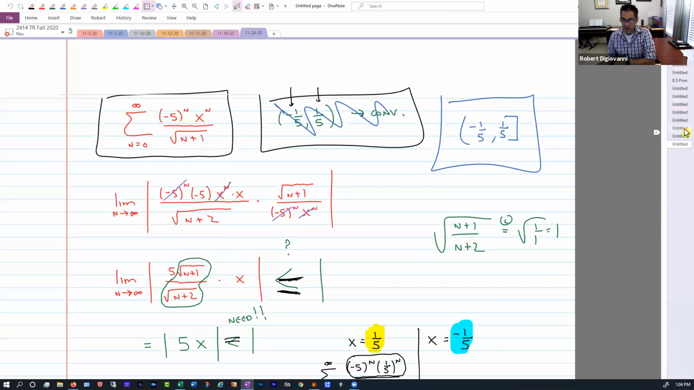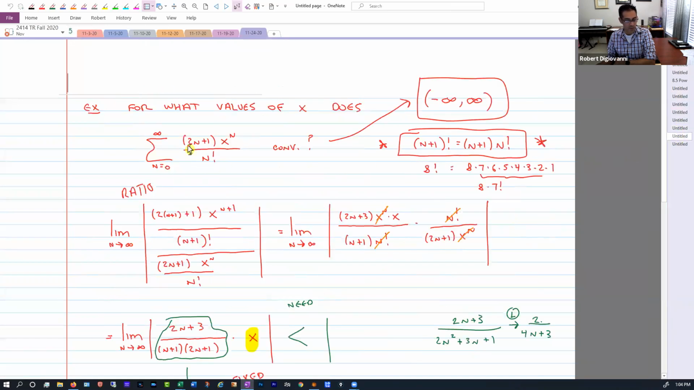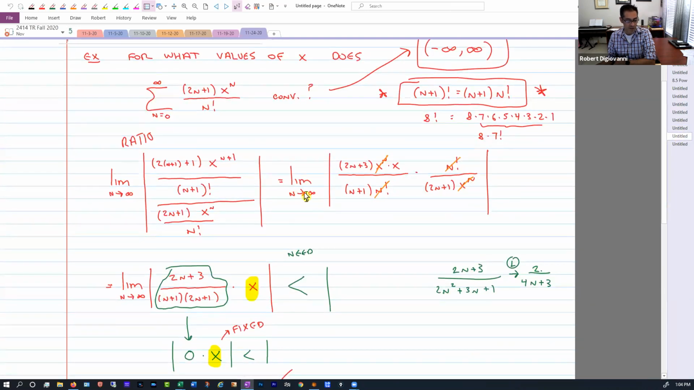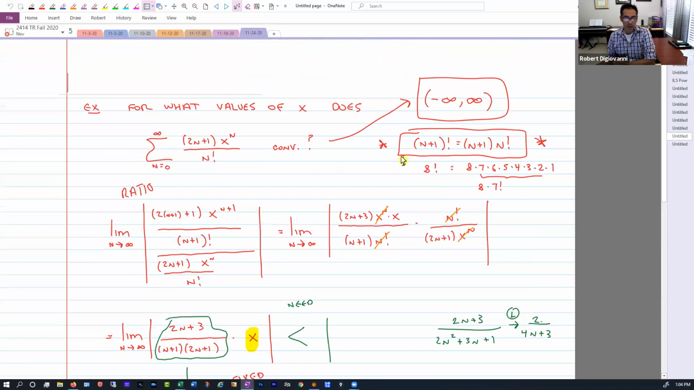I know that was a long time ago, but our first example was this one. We said, for what values of x does this converge? So we ran the ratio test, and we determined that when we get to this point of the ratio test, this expression went to 0. And so it doesn't matter what x is. Regardless of x, this thing is always going to stay less than 1, which satisfies the ratio test, which means that we can plug in any x, which means that it converges on the entire number line.